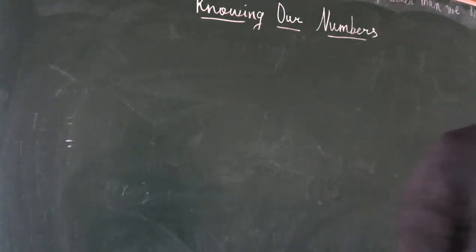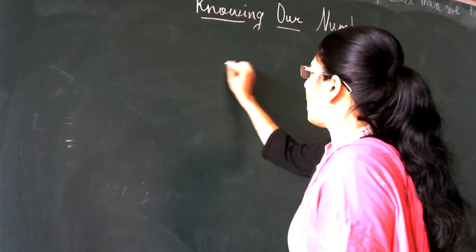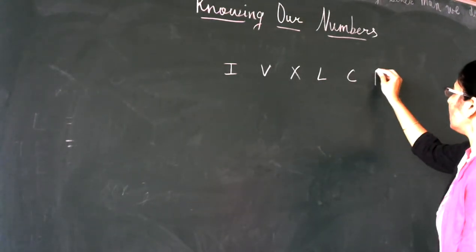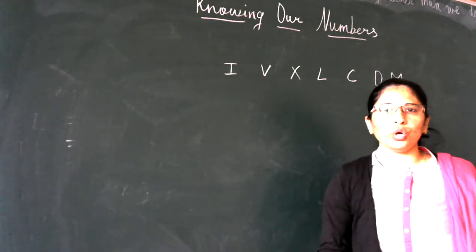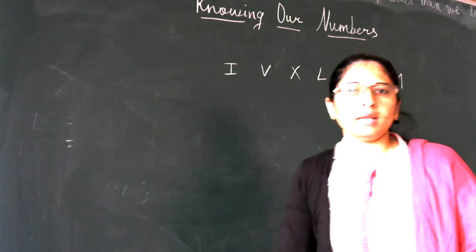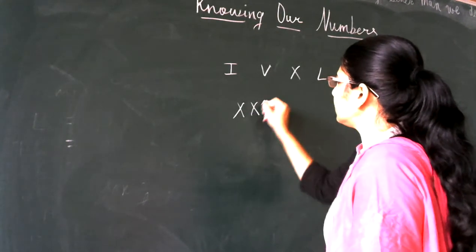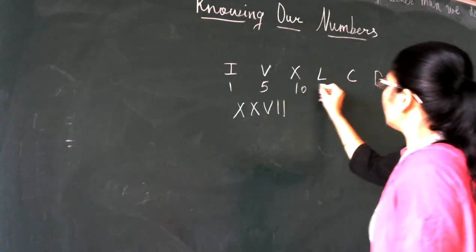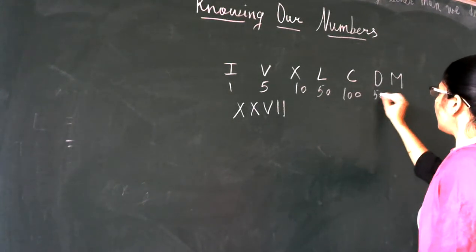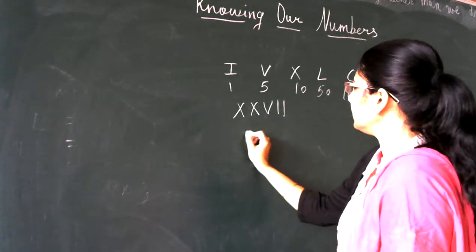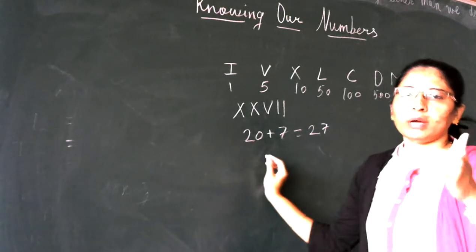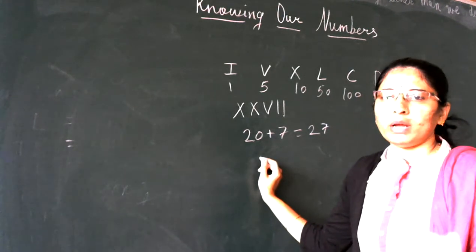And we have Roman numbers also in this. We know there are 7 symbols: I, V, X, L, C, D, M. Based on these 7 symbols only, we have to make new Roman numerals using the rules. For example, XXVII. X means 10, V is 5, L is 50, C is 100, D is 500 and M is 1000. So here X means 10 plus 10, 20, and this is 7. We have to convert Indo-Arabic into Roman and Roman into Indo-Arabic.